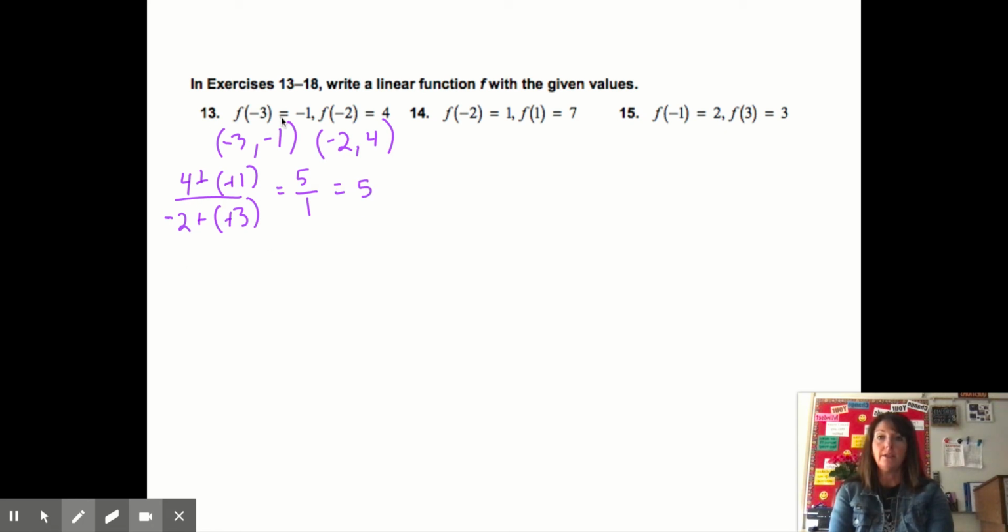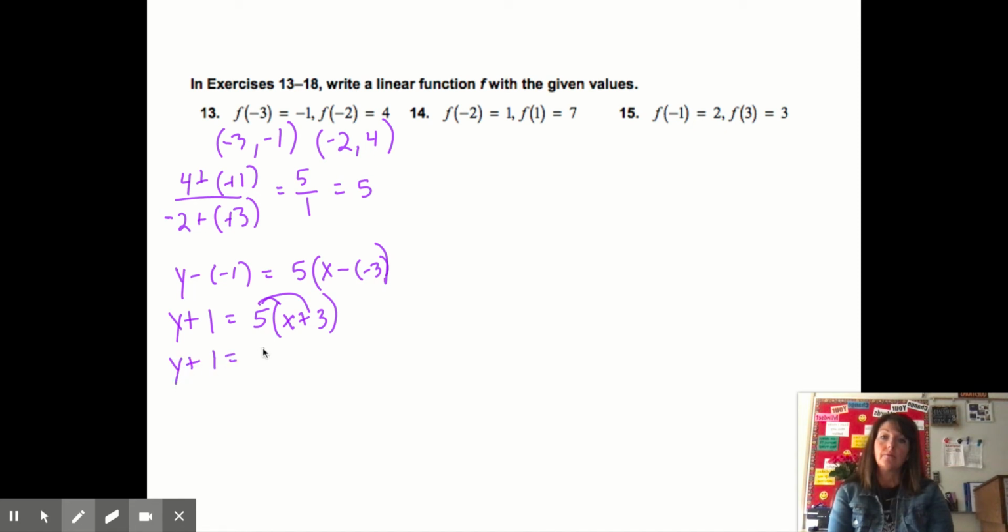Take any one of the points. I'll take the first one. So y minus this -1 is equal to 5 times x minus this -3. So that's the main thing, is to keep it from the same ordered pair, -3, -1. So simplify: y plus 1 is equal to 5x plus 3, and then we'll distribute. We'll subtract 1, subtract 1.